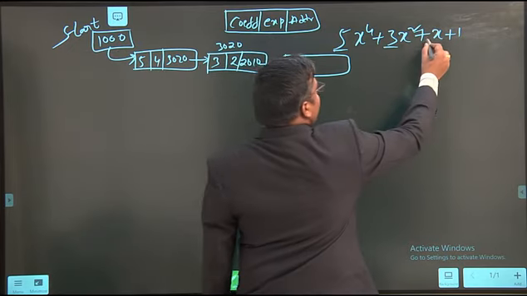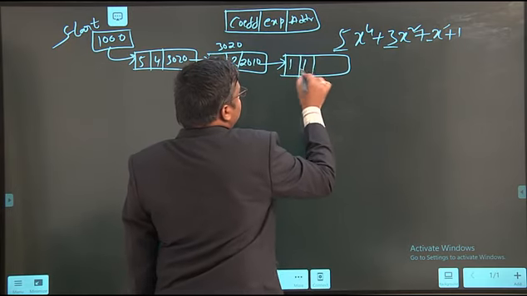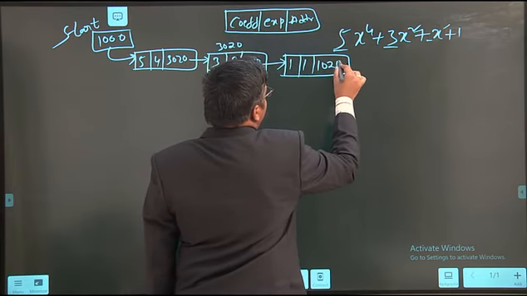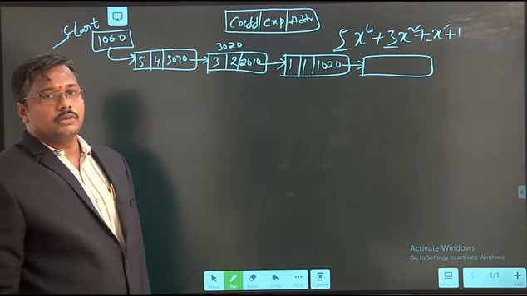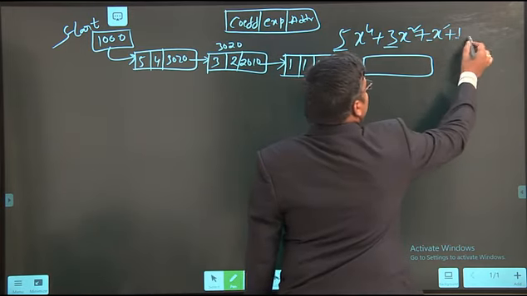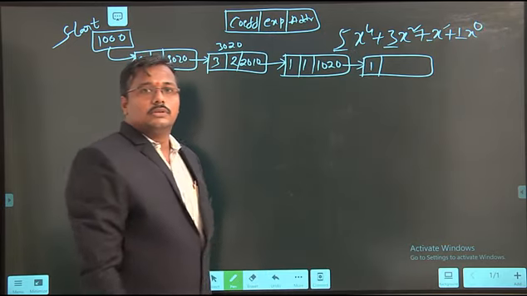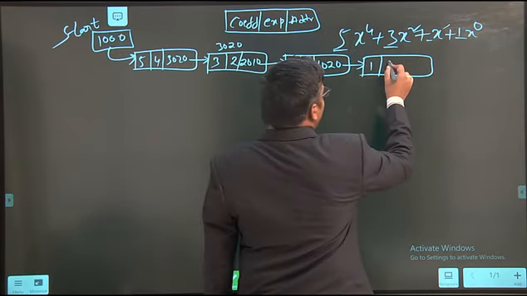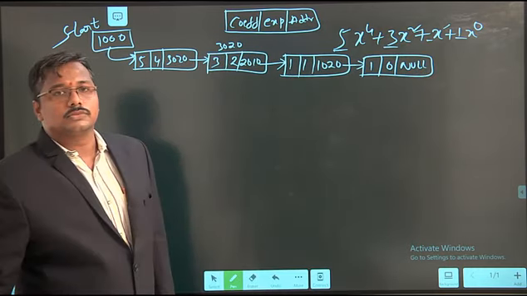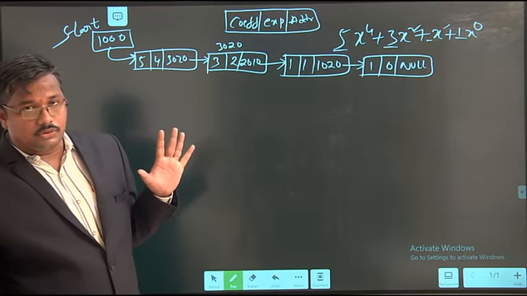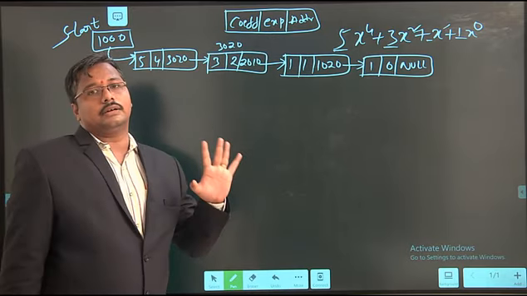What is the next term? Here, coefficient 1, exponent 1, address of the next node, say I am assuming 1020. The next coefficient is 1, and the exponent is 0. No other terms, so simply null. This is the way to represent a polynomial equation in the form of a linked list.